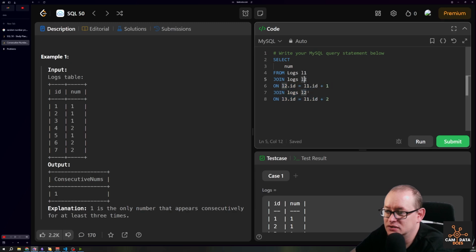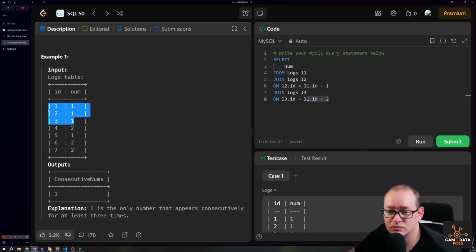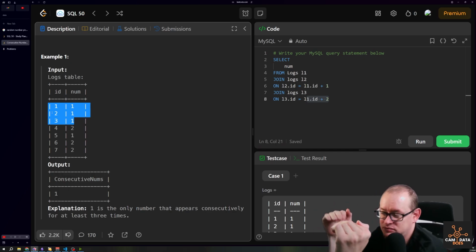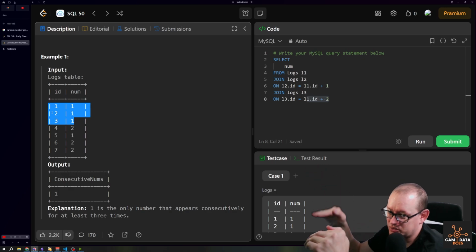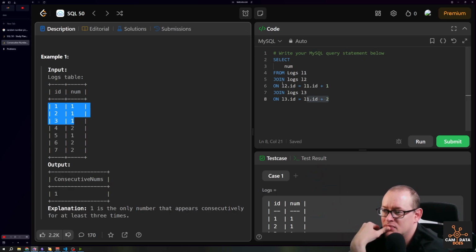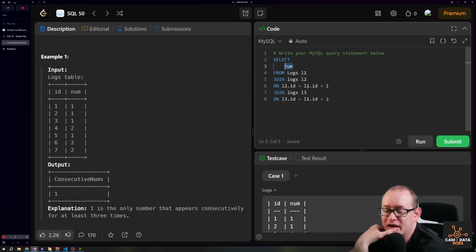So we're taking a self join, make sure we alias that correctly. We're joining 1, 2 on the second ID is equal to 1 plus this. And then we're joining a third time on this one equaling that plus 2. So our third table is going to line up. It's going to be ID 1 is lined up with ID 2 is lined up with ID 3. And then we're going to grab the num from that.